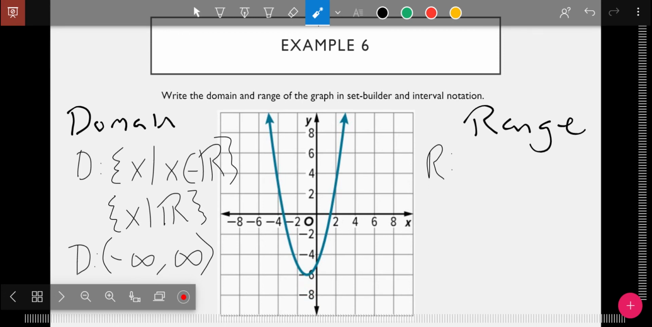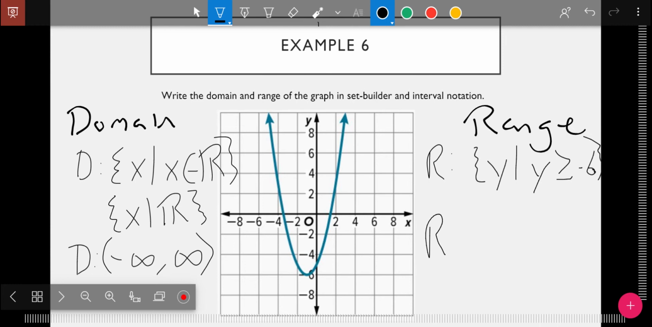-6. And so for set builder notation, it's the set of y's such that y, and now it goes up forever, so y is greater than or equal to -6. It's supposed to be a 6. And then we end with the other set.